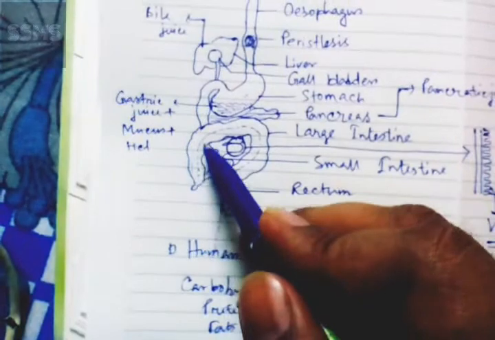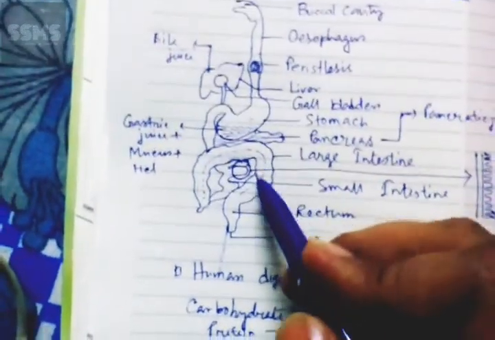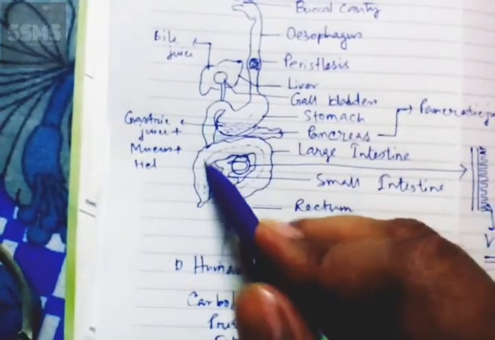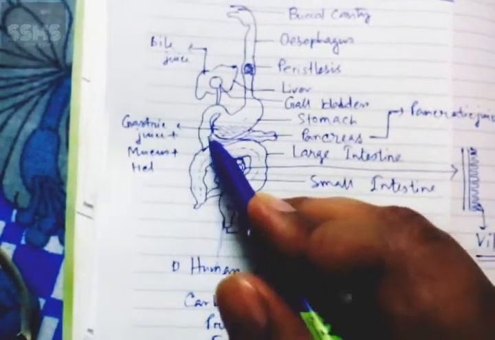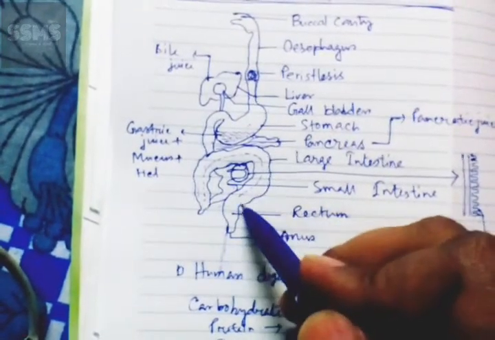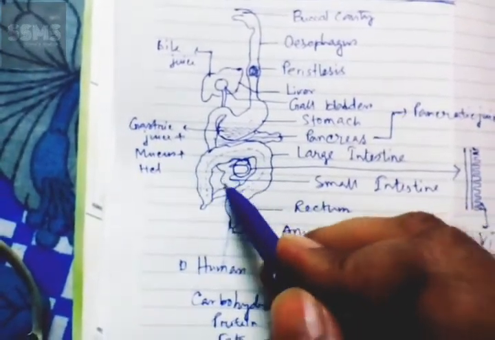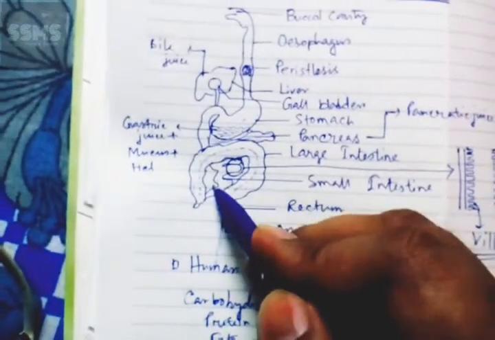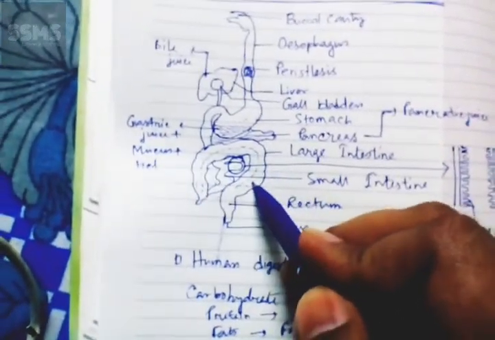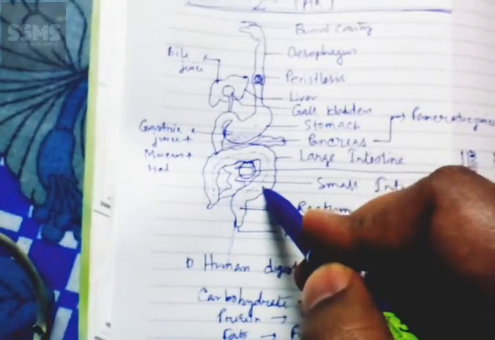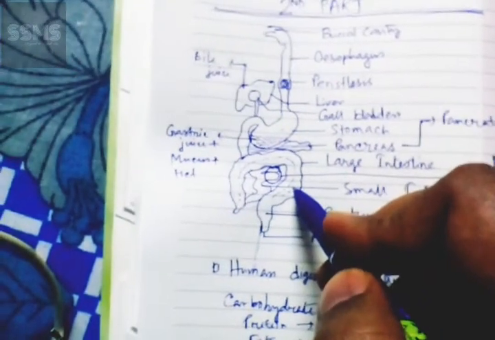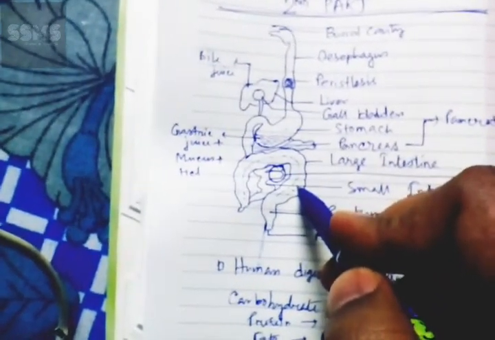The next part of the human digestive system is the large intestine. Got it? From here you can easily observe that it is quite thick in breadth compared to the small intestine. But if you observe the length, it is quite shorter than the small intestine. We read that the small intestine is about 7.5 meters, whereas the large intestine measures about 5 to 6 meters, according to the height of the mature person.